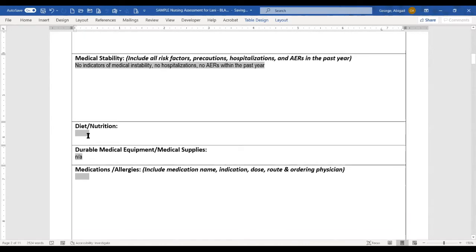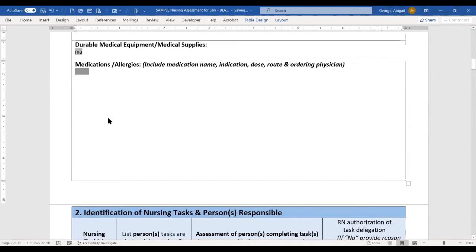Okay, moving on. Diet and nutrition. Does Lonnie Girl have any diet restrictions? Not regular. No, regular. So what do I put? Regular diet. Yeah, you put regular. Okay. What about medical equipment? Nothing? No more. Okay. Medications and or allergies to the medication.